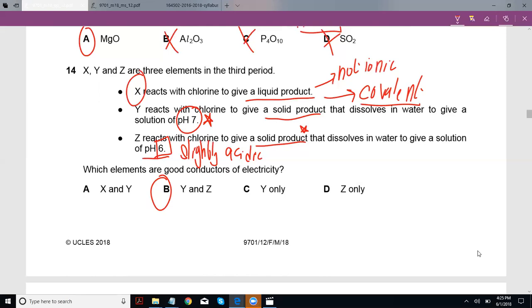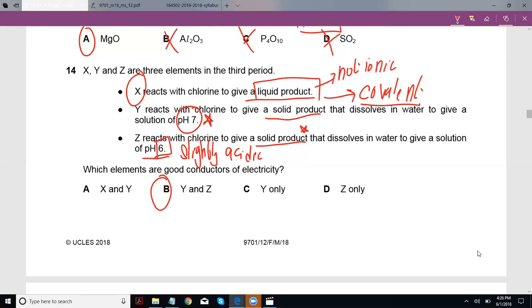And even with aluminum, it does form a covalent bond, but it still has some ionic character. It has both, right? It has a covalent character, it has some ionic character. So I'm not even sure if ionic. Yeah, so if it's a liquid product, I'd mainly look more towards either phosphorus or I think sulfur.